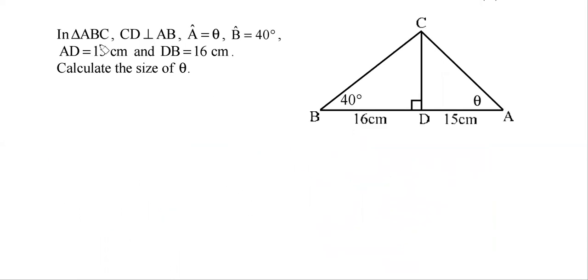Now, in triangle ABC, CD is perpendicular to AB, which means they meet at 90 degrees. Then A is equal to theta, B is equal to 40, AD is equal to 15, and DB is equal to 16. Now calculate the size of theta. We are looking for this theta here.